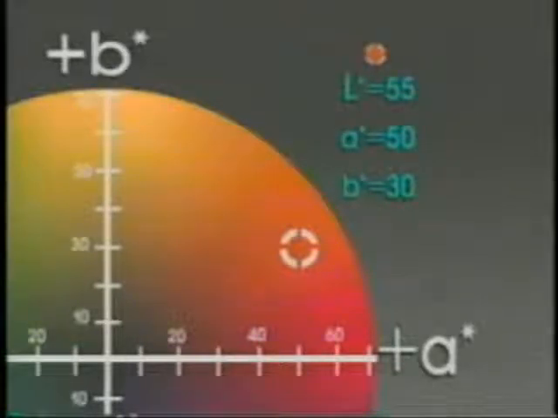This sample has a lightness, or L value, of 55. Its A value is 50, and its B value is 30. A line is drawn from the intersection of the A and B axes through the point representing the sample. The longer the line, the higher the chroma of the color. This sample is a high chroma orange.